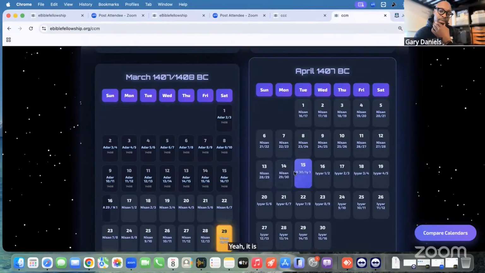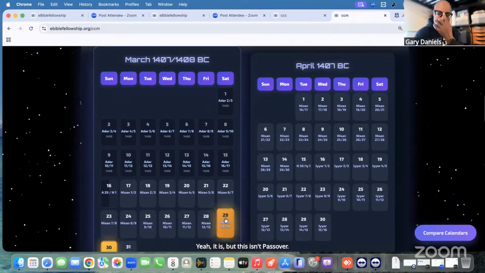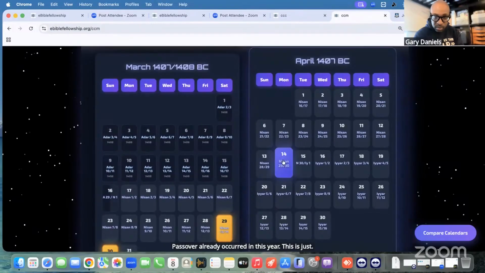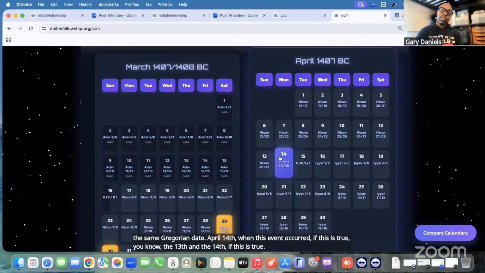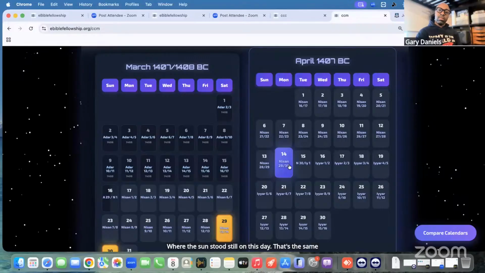But this isn't Passover. Passover already occurred in this year. We're not talking about the Hebrew date here. We're talking about the same Gregorian date, April 14th, when this event occurred. If this is true, the 13th and the 14th, where the sun stood still on this day, that's the same day, solar speaking, not lunar, that Passover occurs, April 14th.